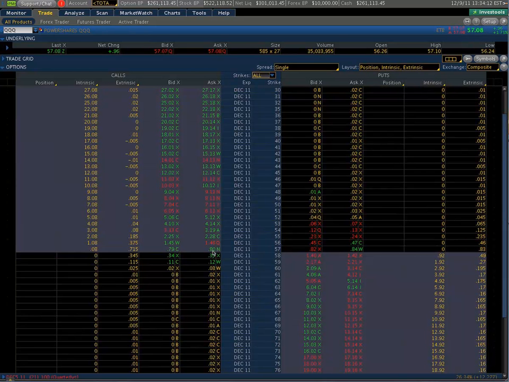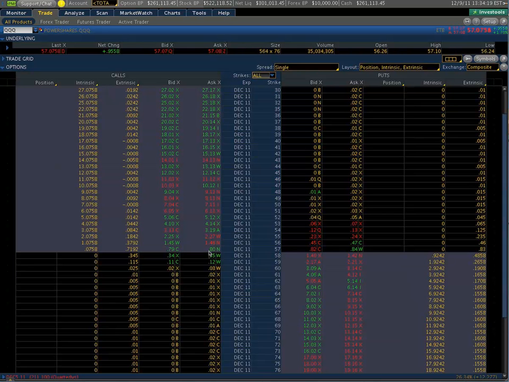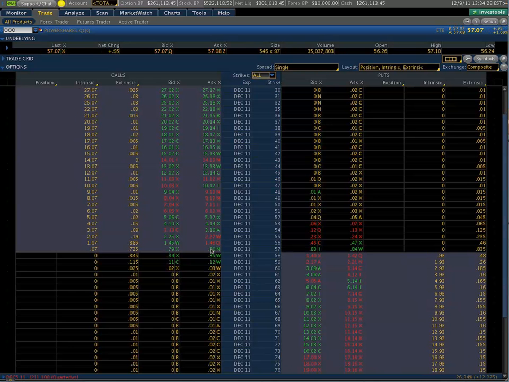Now, when you're purchasing a call option, a single call option, it gives you the right to buy that stock at that strike price, but an equivalent of 100 shares. So each call option is equivalent to purchasing or having the right to purchase 100 shares of stock.